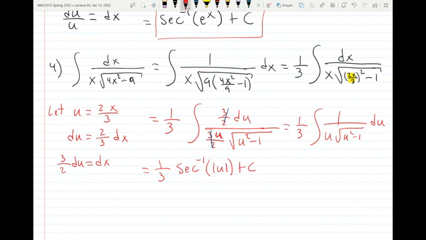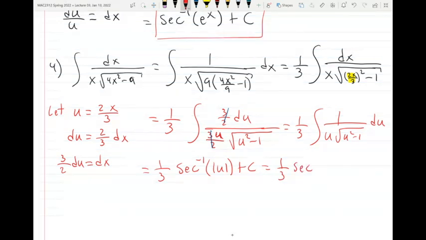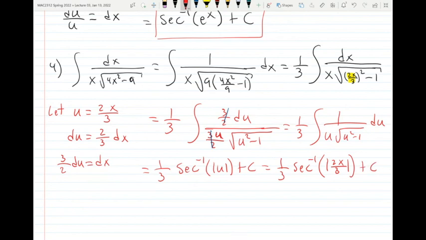Now, if this would have been a definite integral, let me put the final answer. So 1 over 3, inverse secant of the absolute value of 2x over 3 plus c. And if you are feeling fancy, you can just say that this is 2 over 3 absolute value of x, like taking the constant out.